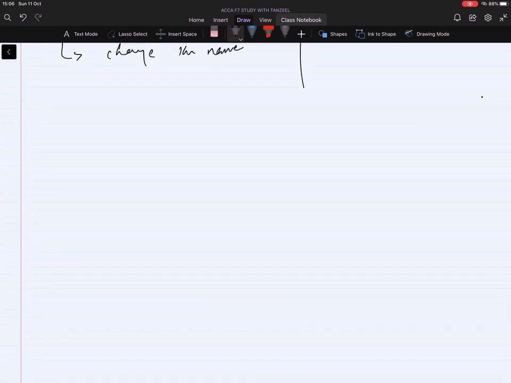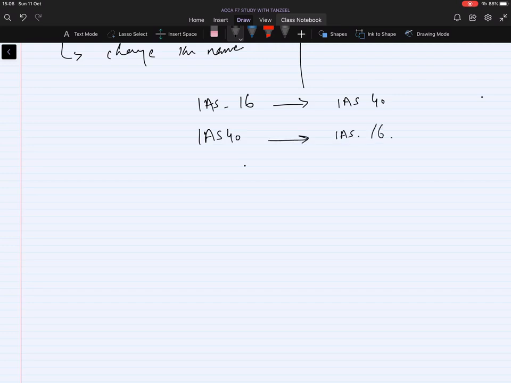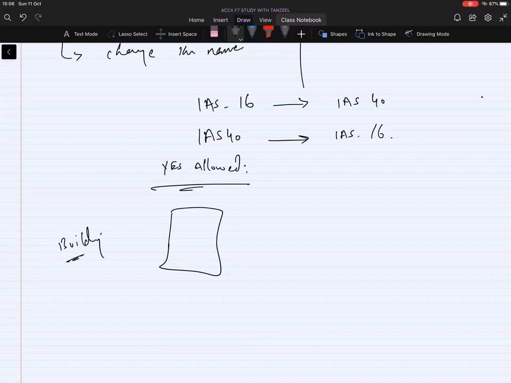Suppose, is it allowed to change from IAS 16 to IAS 40 or IAS 40 to IAS 16? The answer is yes, it is allowed. Suppose I have this building and I was using it for my business. If it is with me, then I was using IAS 16 and PPE. This is my property, plant and equipment, and I record this as per IAS 16.